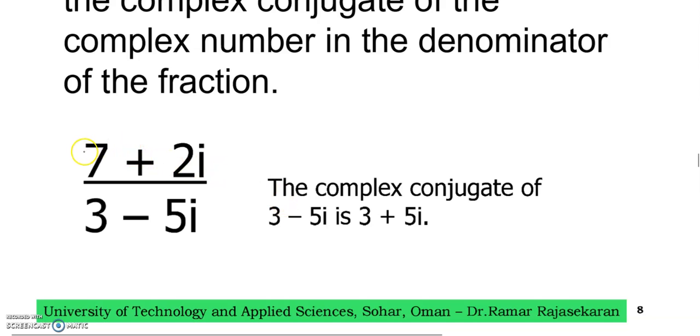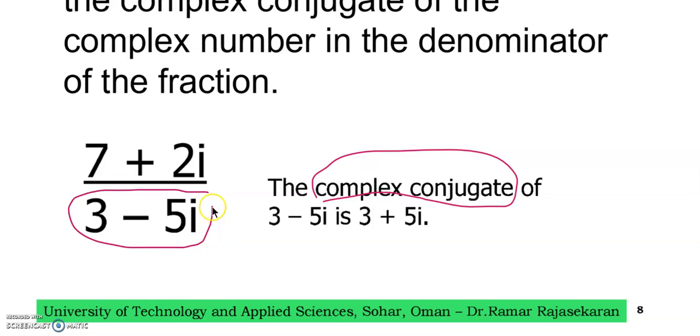Now you see here 7 plus 2i divided by 3 minus 5i. Now how to divide this complex number 7 plus 2i by 3 minus 5i? Very simple. First we have to find the complex conjugate of the denominator value. So 3 minus 5i is the denominator. What is the complex conjugate of 3 minus 5i? That is 3 plus 5i, because here the imaginary part is minus 5, you change the sign of the imaginary part, that is plus 5. So this is the complex conjugate.